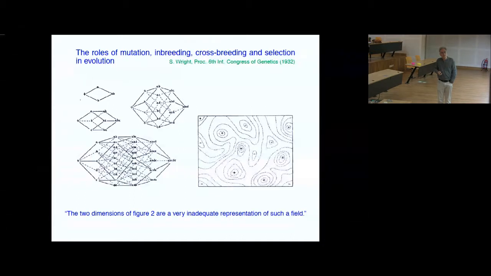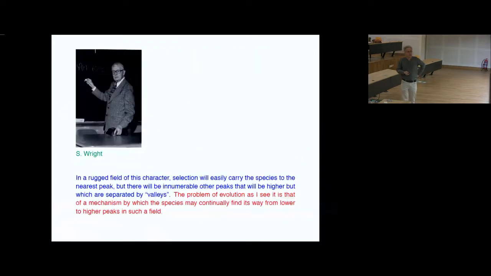So what was Wright's motivation to think about this? His intuition was that the complexity of organisms implies that in a typical fitness landscape there will be many peaks. So there will be many different solutions of different quality to the same kind of problem posed by the environment. And so he writes in this paper that in a rugged field of this character, with this he means the landscape, selection will easily carry the species to the nearest peak, but there will be innumerable other peaks that will be higher, but which are separated by valleys.